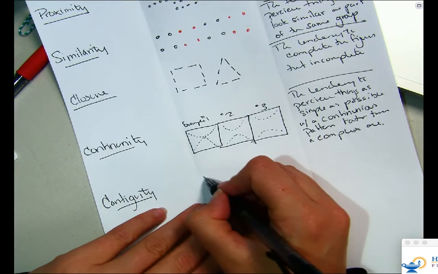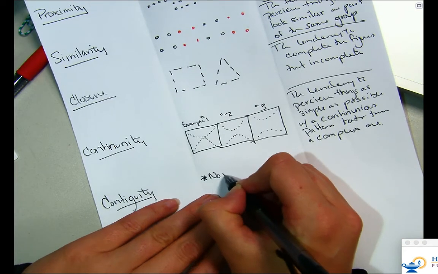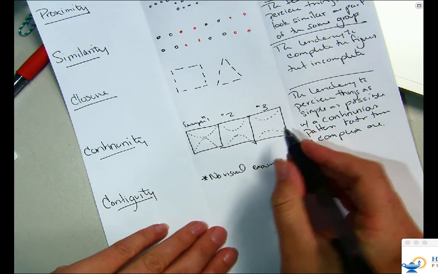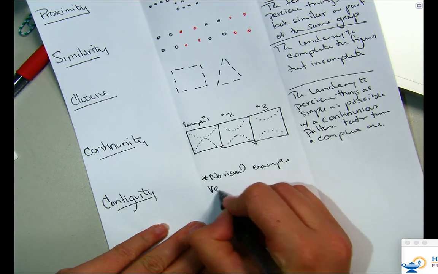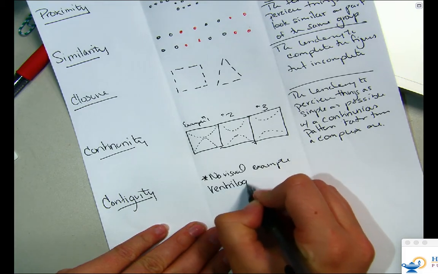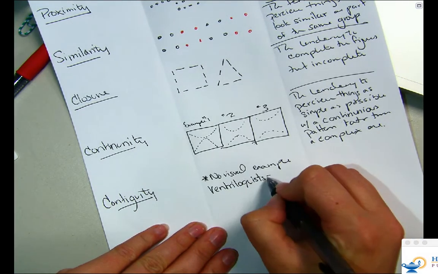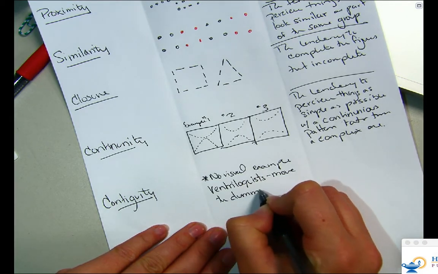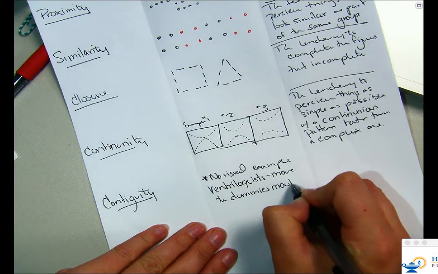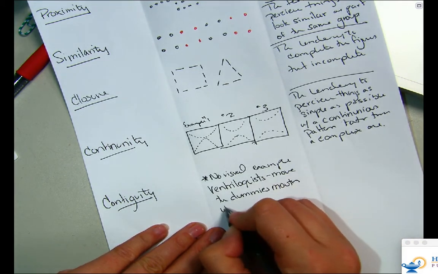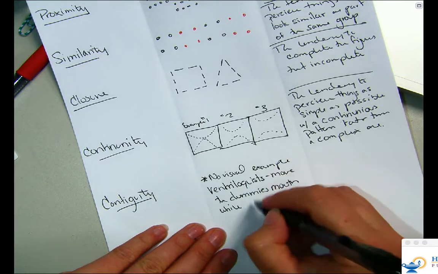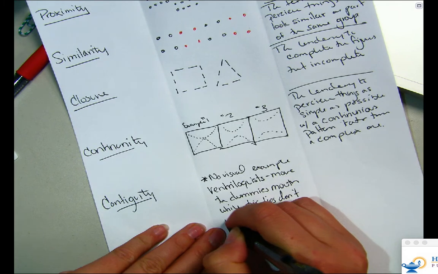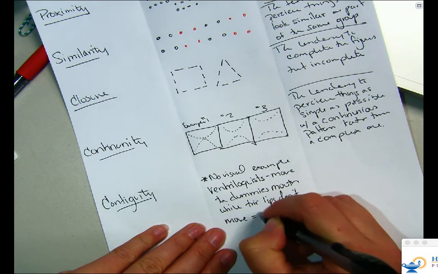Okay? There is no visual example. Okay? Biggest one is ventriloquist. Move the dummy's mouth while their lips don't move, but still make noise.